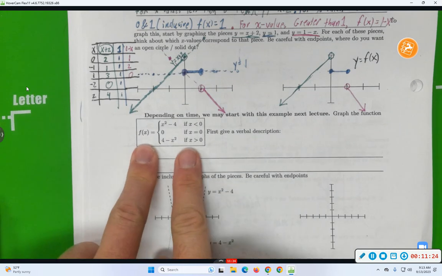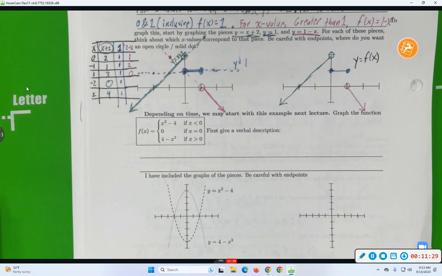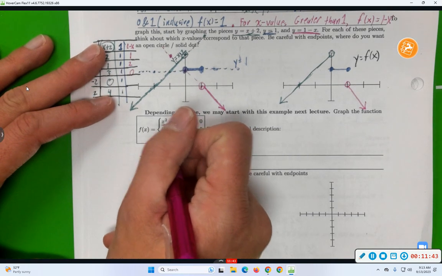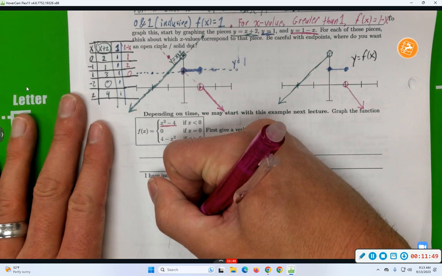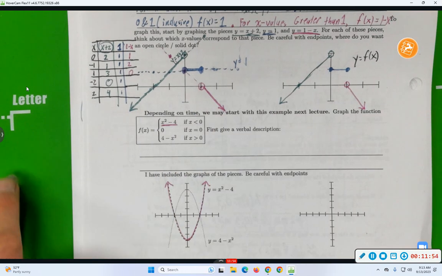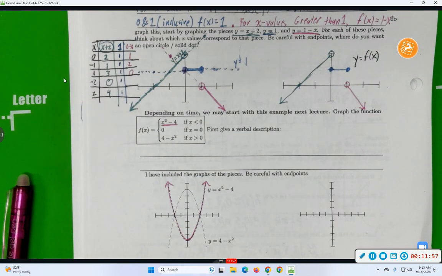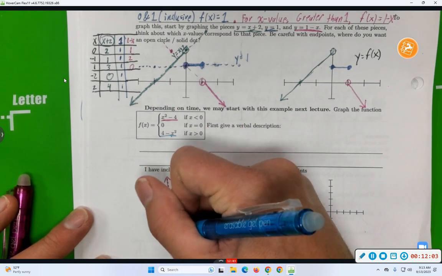So let's graph this piecewise function. Let's sketch the graph of f of x equal to x squared minus 4 if x is negative, 0 if x is 0, and 4 minus x squared if x is bigger than 0. And in order to help, I've already provided the graphs of each of those pieces. And maybe we'll start by color coding. So x squared minus 4 is the upward opening parabola right here. Yeah, let's use this one next. 4 minus x squared is this downward opening parabola.